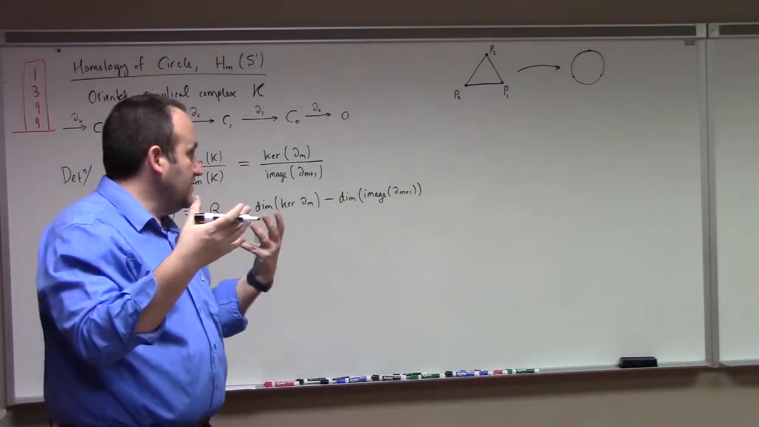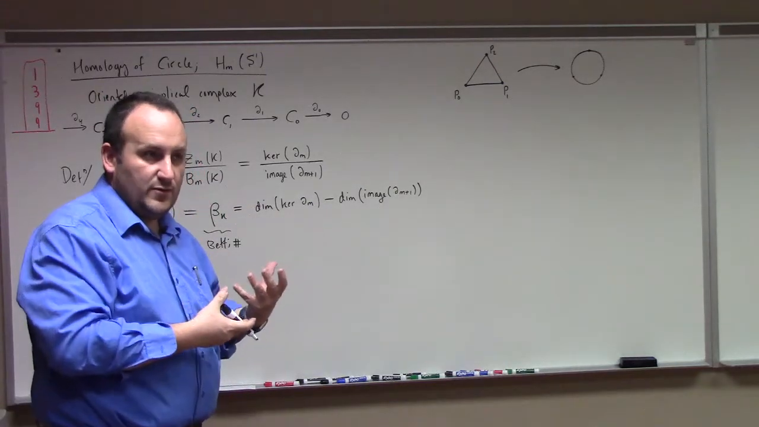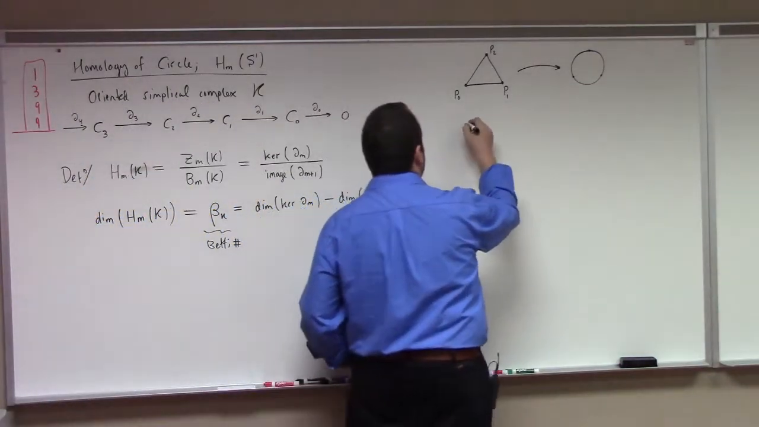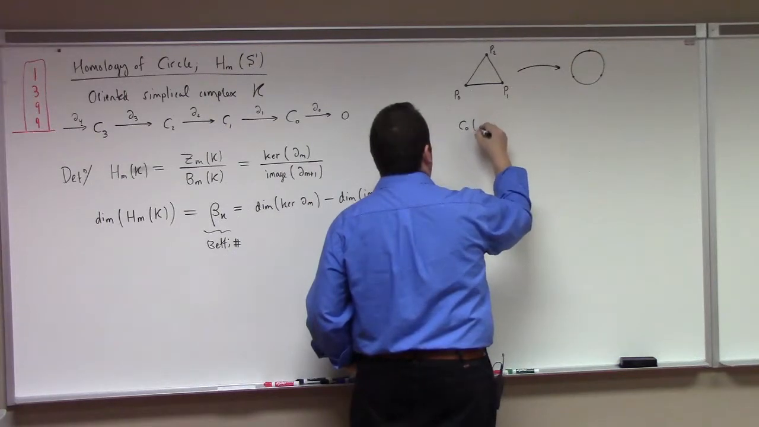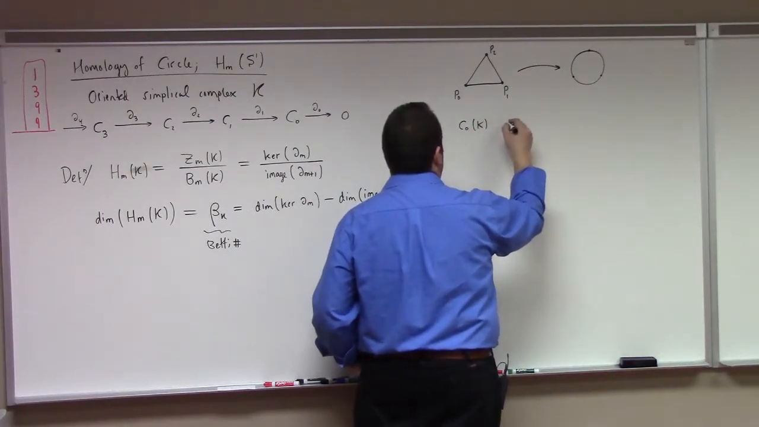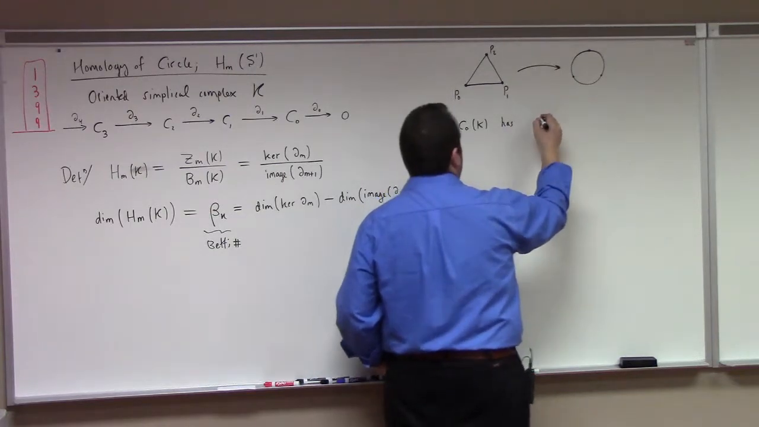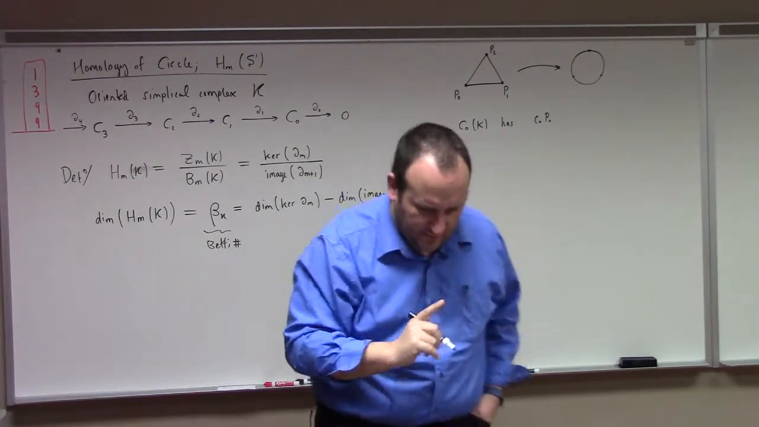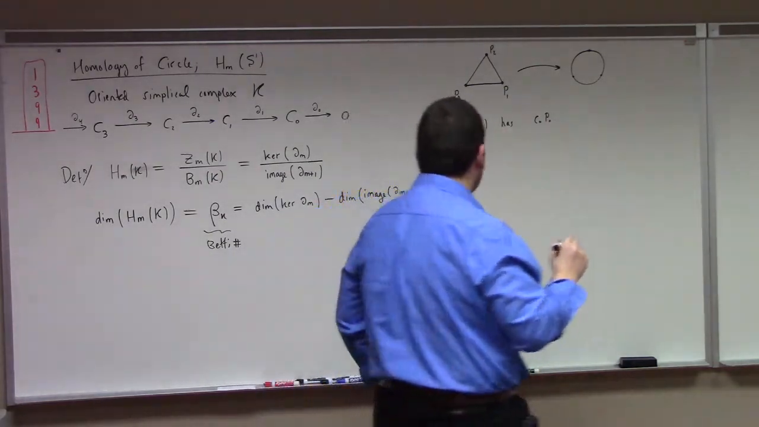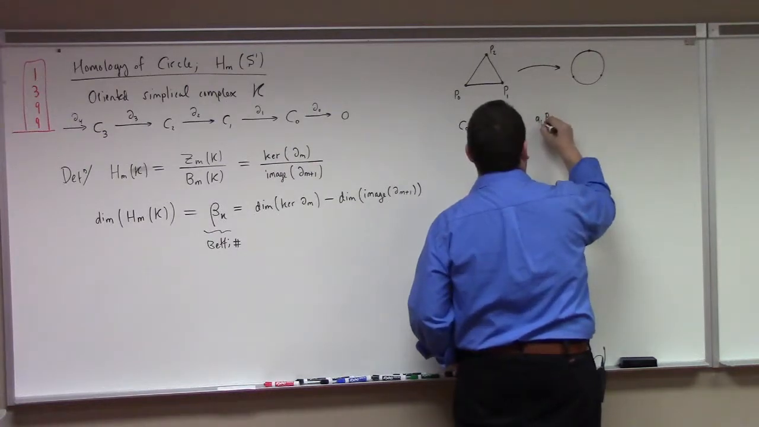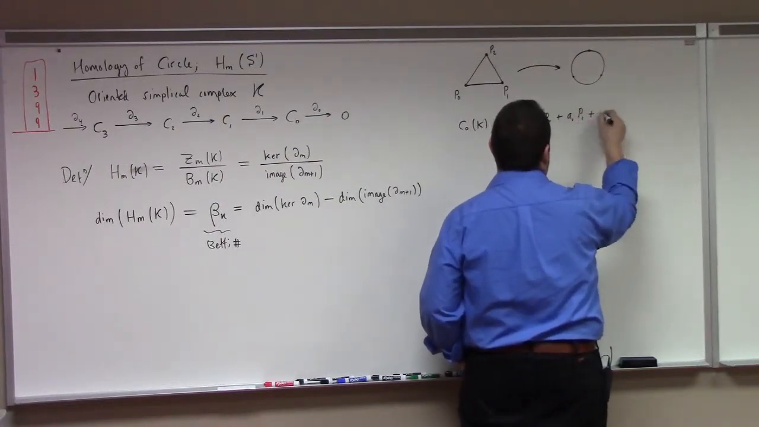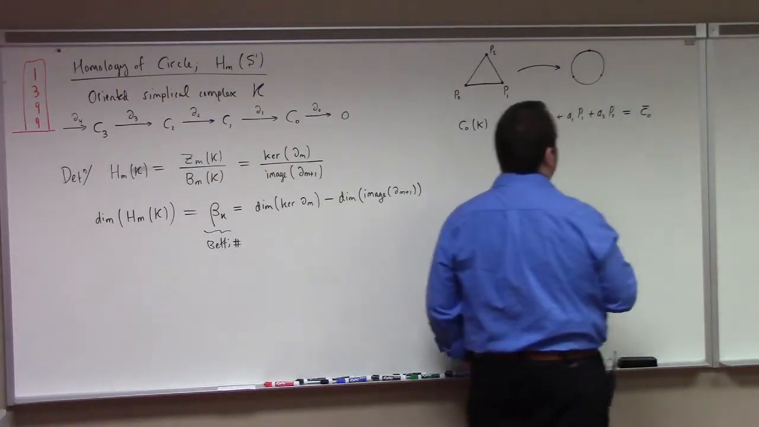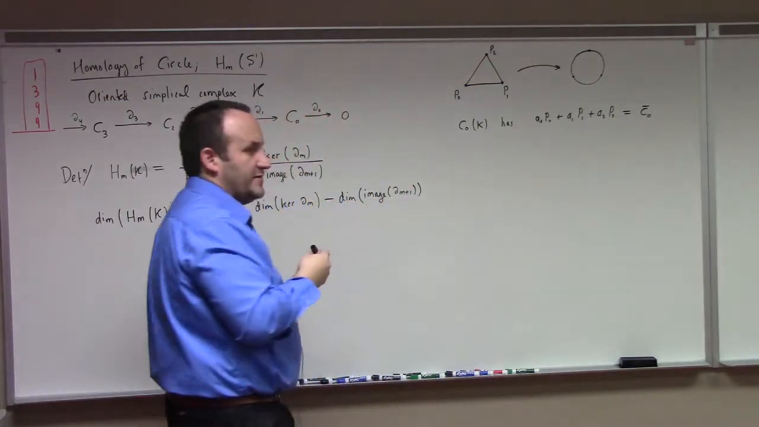What do zero chains actually look like? What is the set of zero chains here? Things like A0, P0, sorry, bad notation. A0, P0 plus A1, P1 plus A2, P2. This is sort of a generic zero chain. So this would be what a generic zero chain looks like.